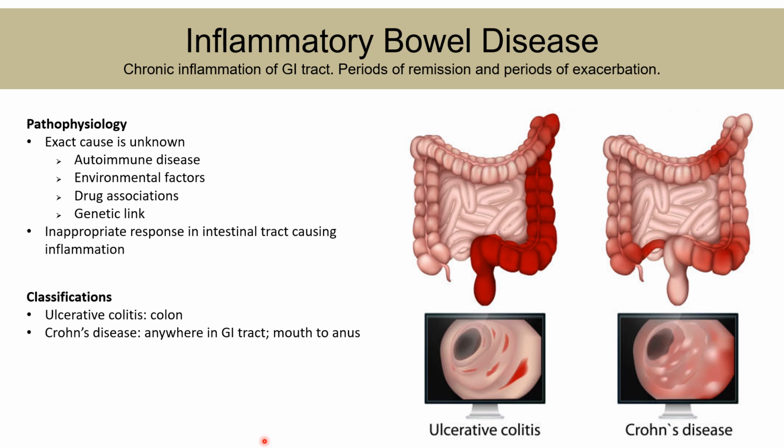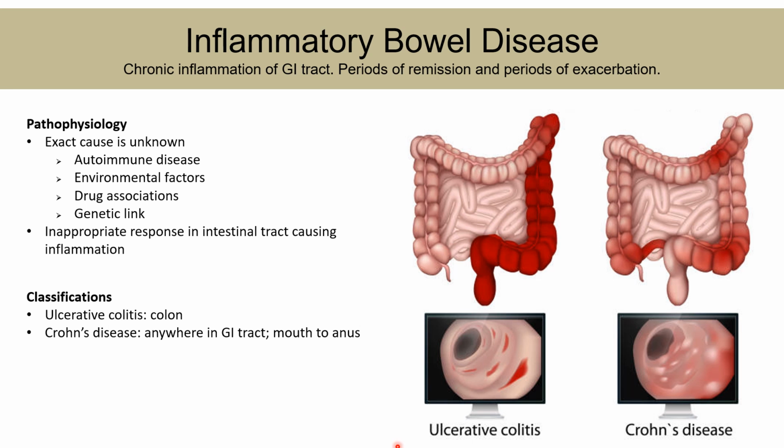So ulcerative colitis. So colitis is referring to the colon. So ulcerative colitis only affects the colon. It's only found in the large intestine. And ulcerative, that means there's ulcers. So ulcerative colitis are ulcers in the colon. Crohn's disease can happen anywhere in the GI tract from the mouth to the anus. That's a huge difference from ulcerative colitis. Anywhere from the mouth to the anus.